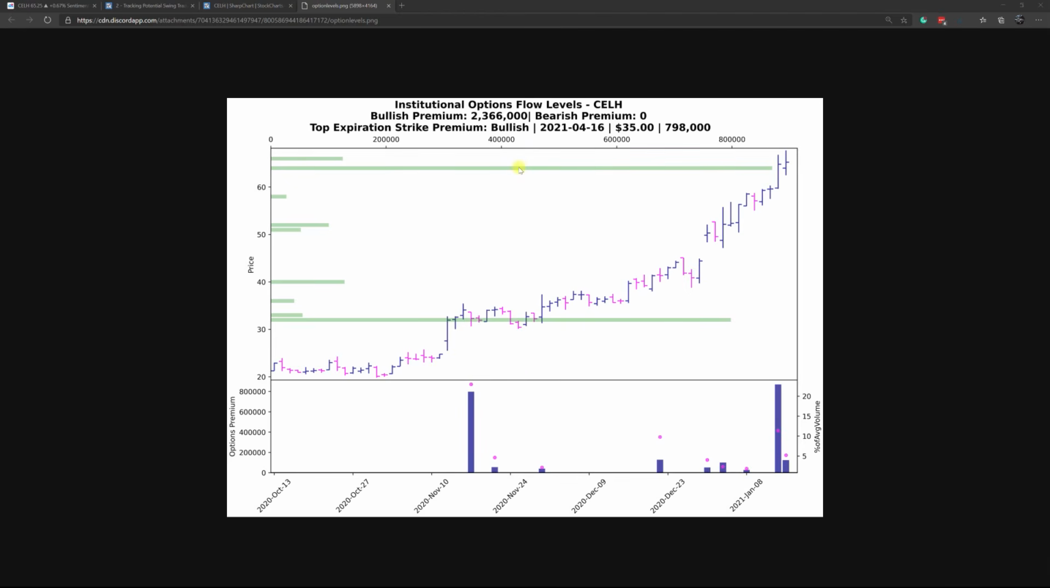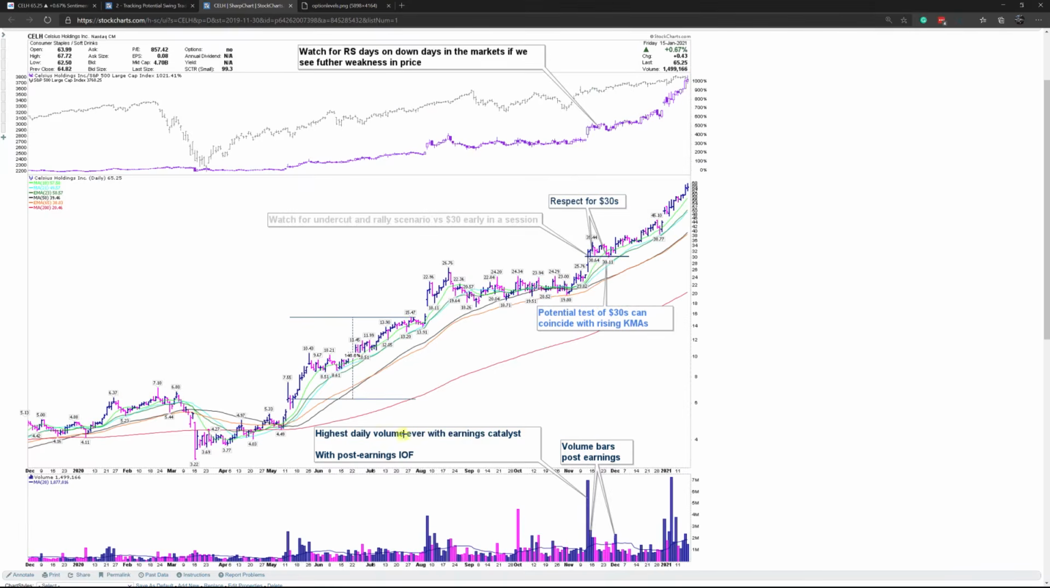Depending on the membership level that you have, you might have access to this already. This shows us that there's institutional activity on the options market in CELH. So that's added conviction to try and position into this name post earnings, given that we already saw the highest daily volume ever with the earnings catalyst on this name.